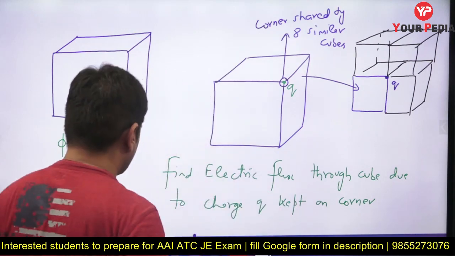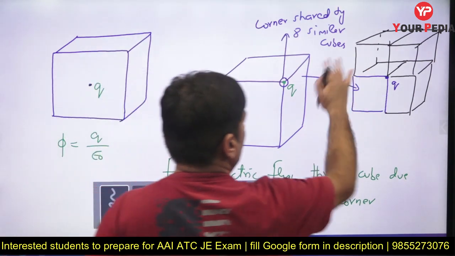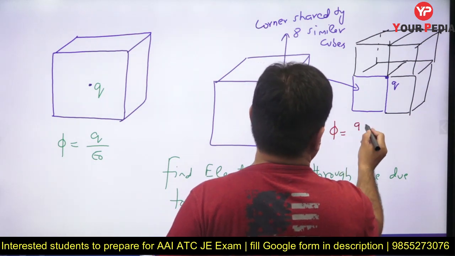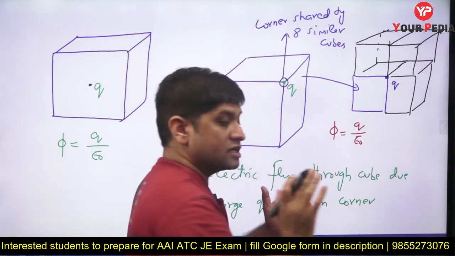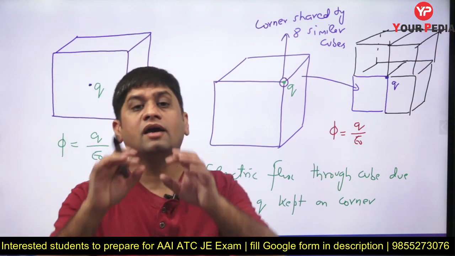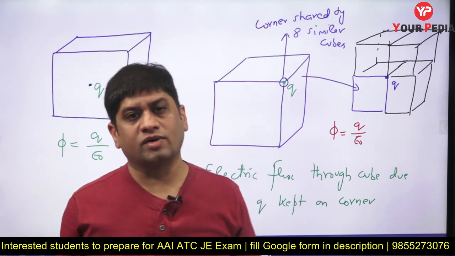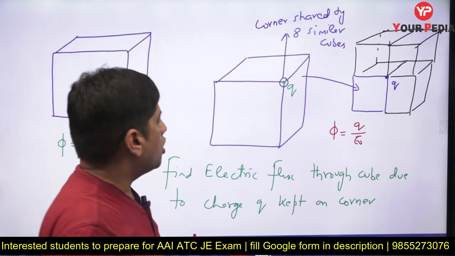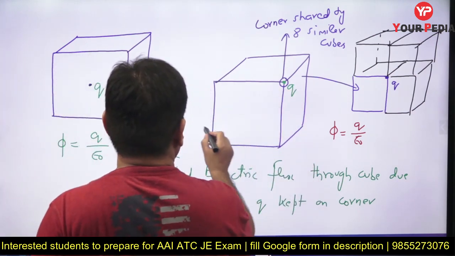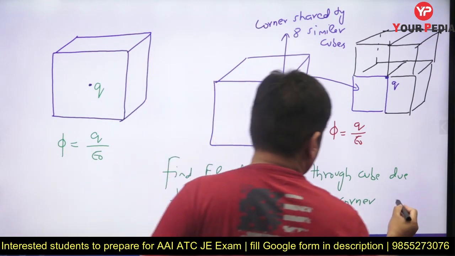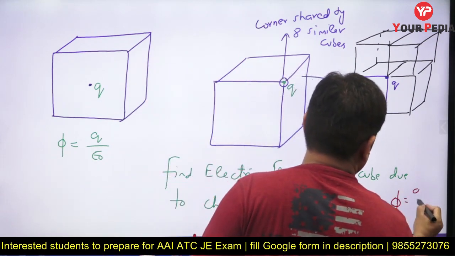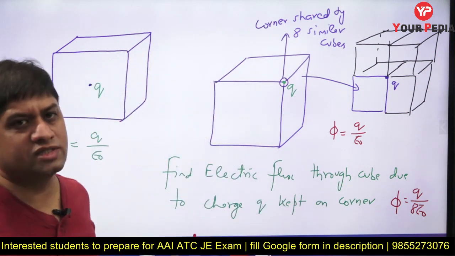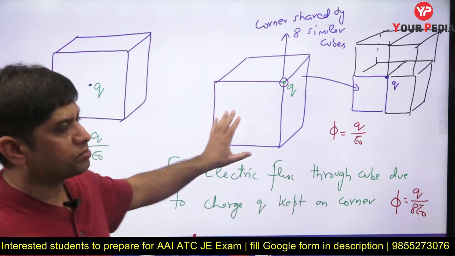That means the total electric flux through all of this will be Q by epsilon naught, and this electric flux Q by epsilon naught is shared by 8 cubes. And what is the question? The question is only to find the electric flux through one cube. So how much will be the electric flux through one cube? I'll say phi, that is the question actually. So phi will be equal to Q by 8 epsilon naught. Very simple question and logical question, and thought provoking also.